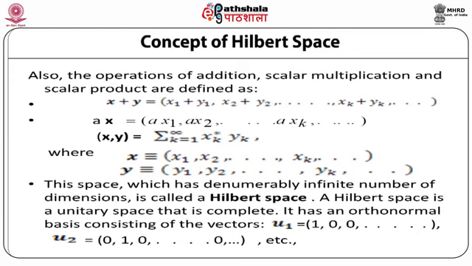Then we come on to the scalar multiplication. Let us define a scalar a and an infinite sequence x, such that ax is equal to the sequence a x1, comma, a x2, comma, and so on, a xk, comma, and so on till infinity.